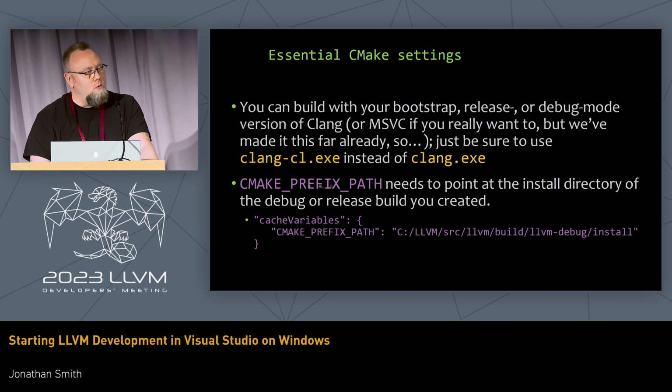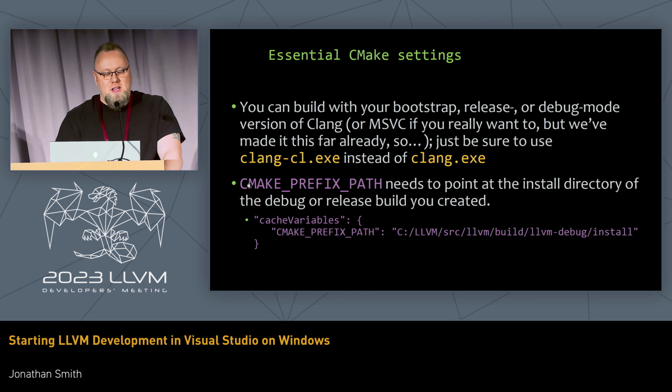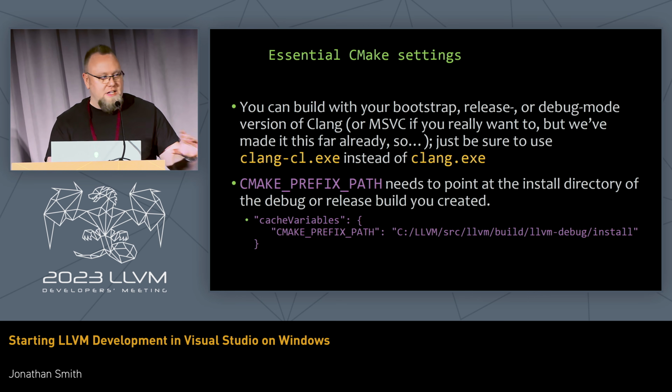CMake prefix path, no matter what you use, you need to point this to the actual pass itself. Let me back up, fix that. If you build it using the debug version of LLVM, you don't really need to set this as long as you set the compiler to something from inside the bin directory of your debug build. Otherwise, if you use a release version because you want to build faster, set CMake prefix path and point that to your actual debug build. Not the bin directory, but the directory that has the bin directory in it.